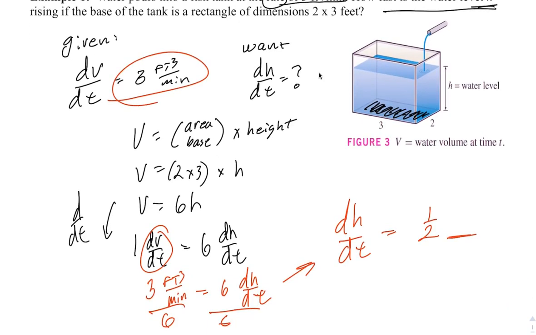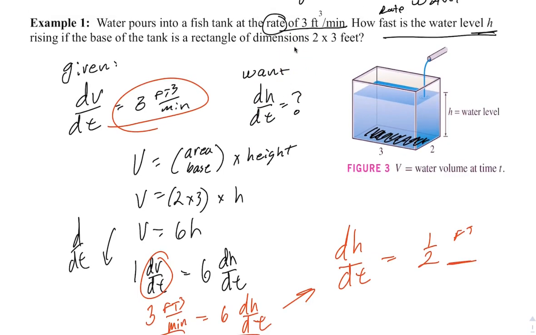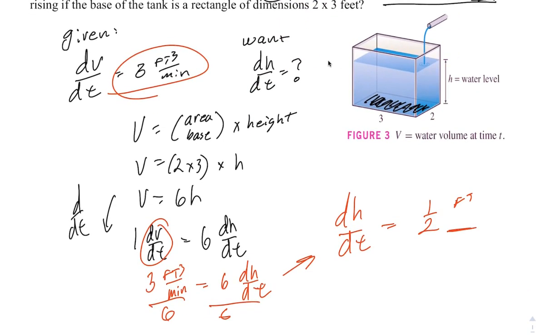Now units with it, I do want to know the units. I always do from here. dh/dt, height, we were talking about feet, so this is feet. Time, we were talking about minutes, so feet over minutes. And that's your answer.